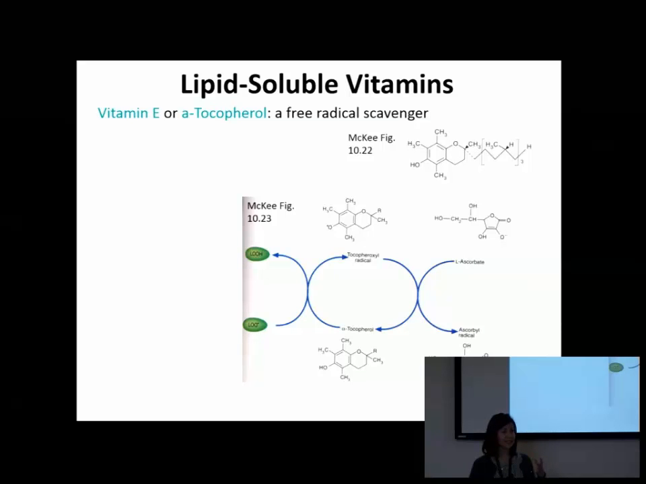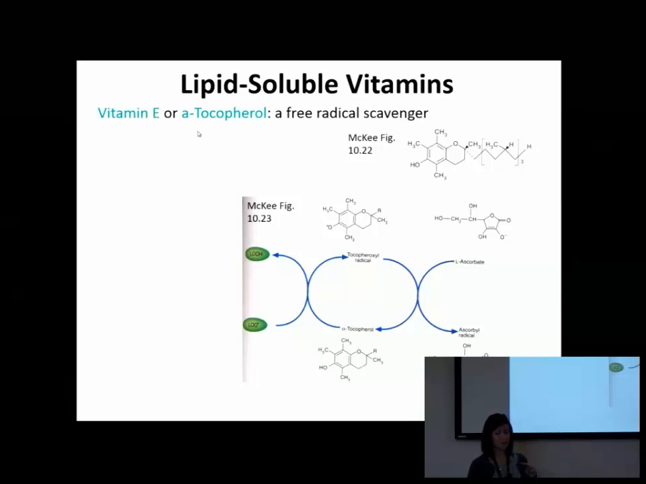And what we have are two things that can take care of what we call reactive oxygen species. We have small molecules, which vitamin E is, and we have enzyme systems that can help with reactive oxygen species. I'm going to talk about those later. But vitamin E is a lipid-soluble vitamin that helps with reactive oxygen species.